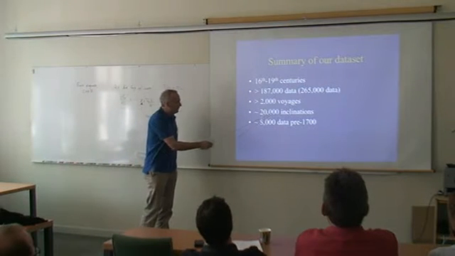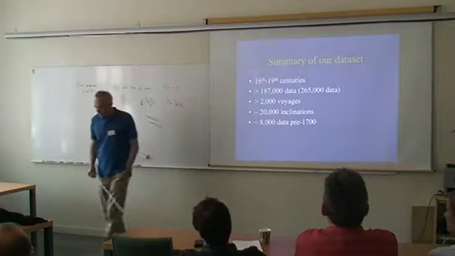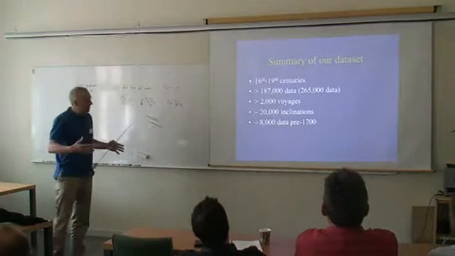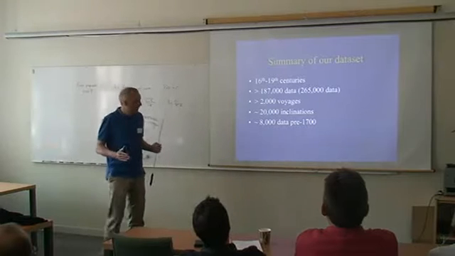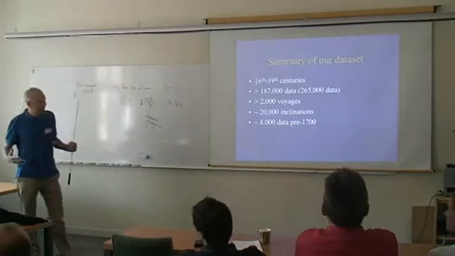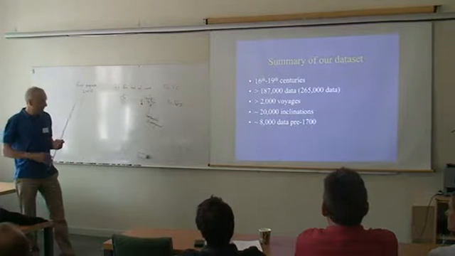Some inclinations, quite a lot of early data prior to 1700, and the intensity of the field could be measured since the middle of the 19th century. So it's actually only 150 years that we've been able to measure the full magnetic vector.